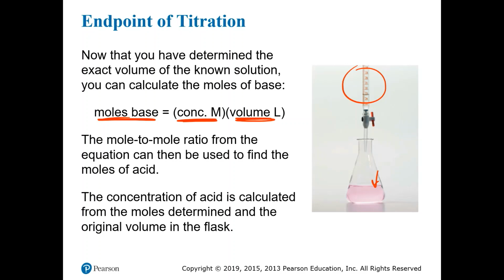The mole-to-mole ratio from the chemical equation can then be used to figure out the number of moles of acid. In the simplest case, where it's a 1-to-1 ratio, then the number of moles of the base added is exactly equal to the number of moles of acid that must have been in the flask to begin with. Then you can calculate the concentration of the acid that you started from by taking that number of moles and dividing it by the initial volume of the acid that you started from. The concentration, again, equals the number of moles divided by the volume in liters.